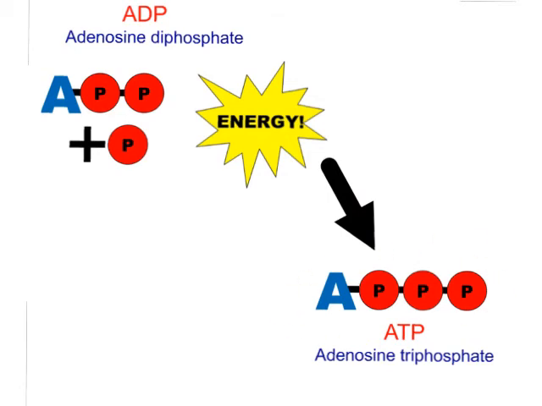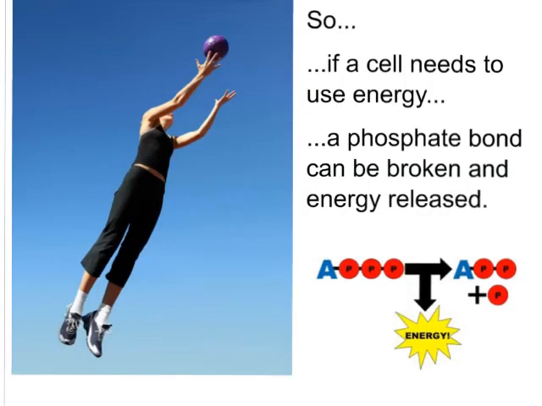In this molecule, energy is stored. It's stored in the bonds between the phosphate groups. So, if a cell needs to use energy for something, a phosphate bond can be broken and energy can be released.